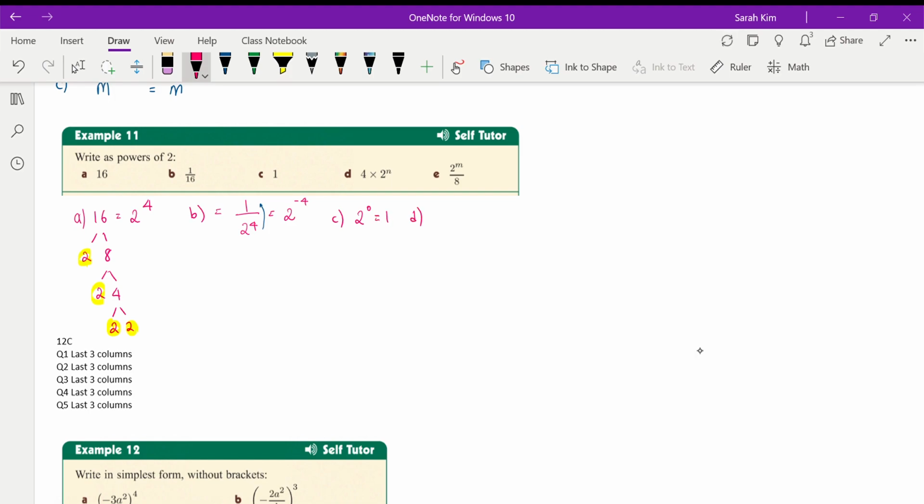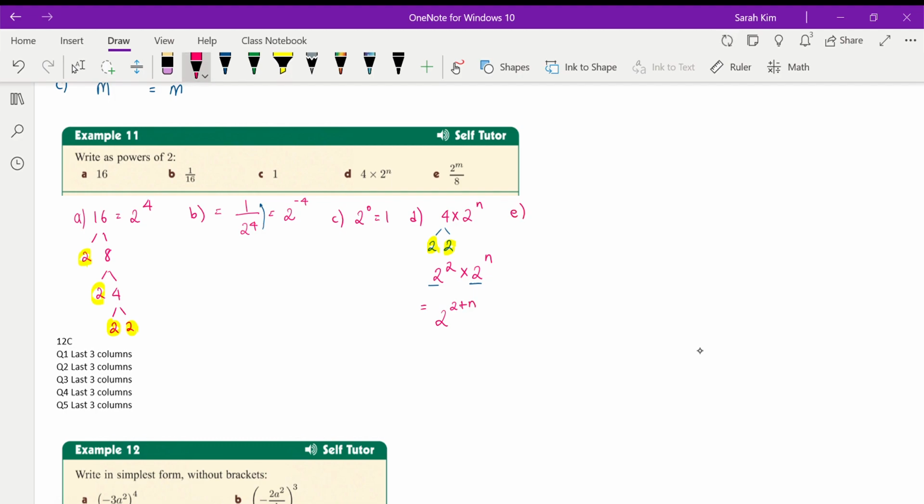D, if I want to figure out what 4 times 2 to the power of n simplifies down to, I need to figure out what 4 is in terms of 2, so I can write the factors. Hopefully you already know that 2 squared would be 4, so I can rewrite 4 as 2 squared, and then 2 to the power of n. Now using the index laws, I know that these two bases are the same, so my base is going to stay the same, and then the powers are going to add, so it's going to be 2 to the power of 2 plus n.